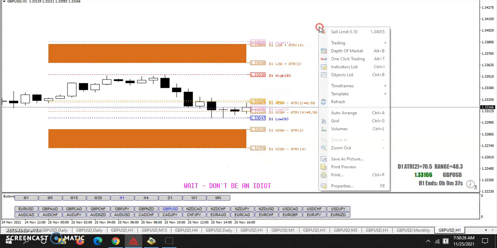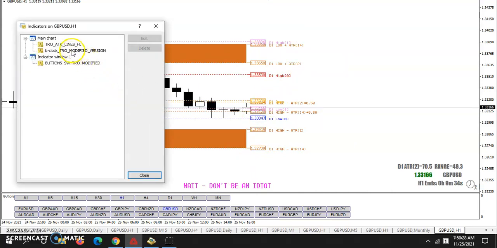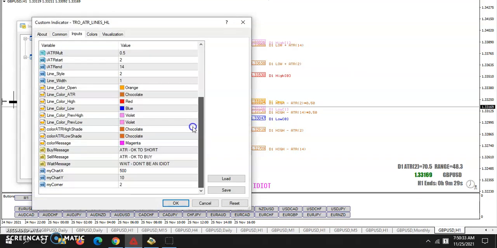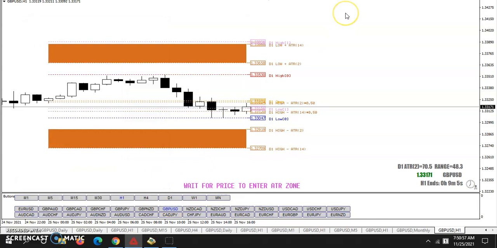So you can see I have a message, "wait, don't be an idiot." Because if you're using this, usually you use it for reversals. So it's telling you to wait, not be an idiot. But you can change that. You could just say wait for price to enter ATR zone. And that's how that works.